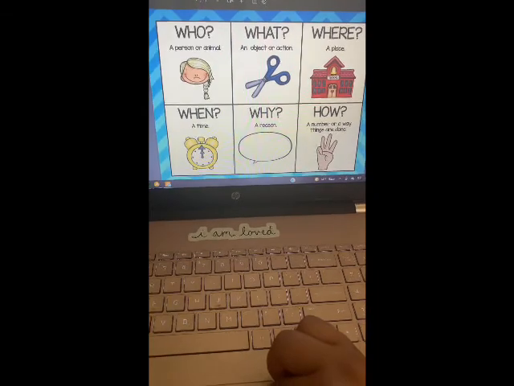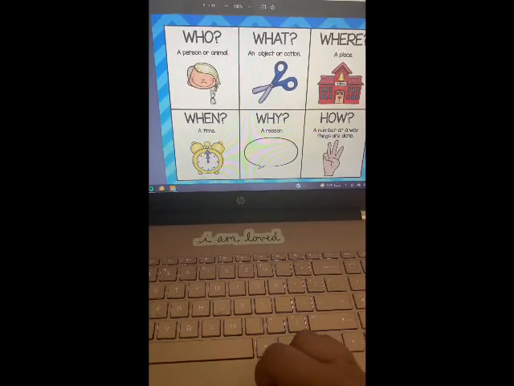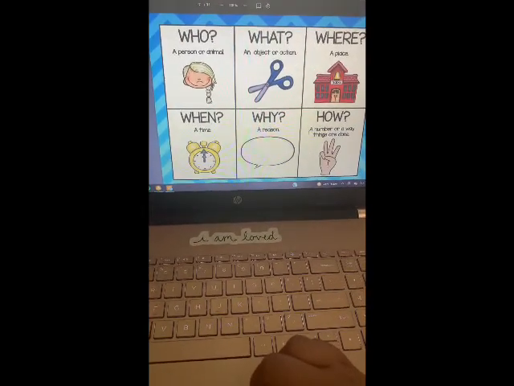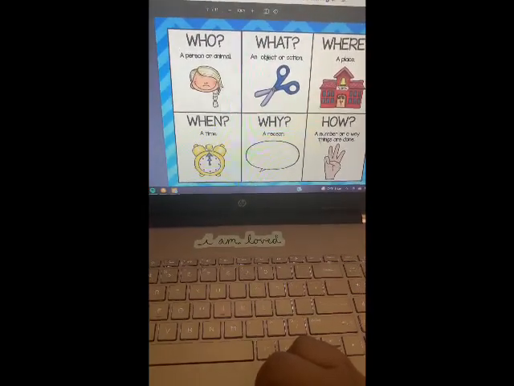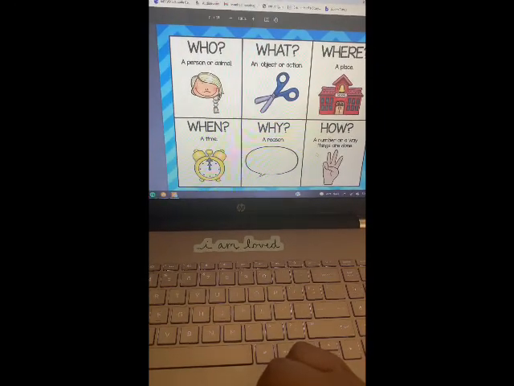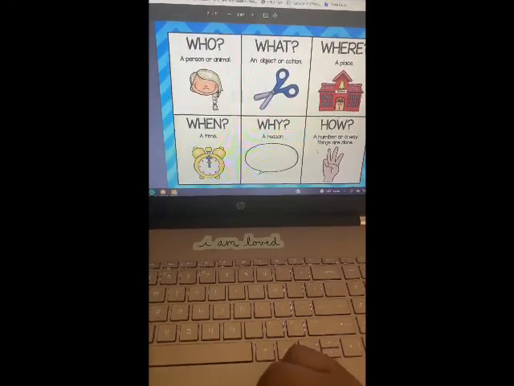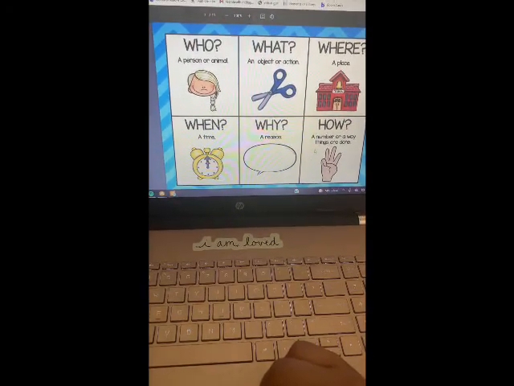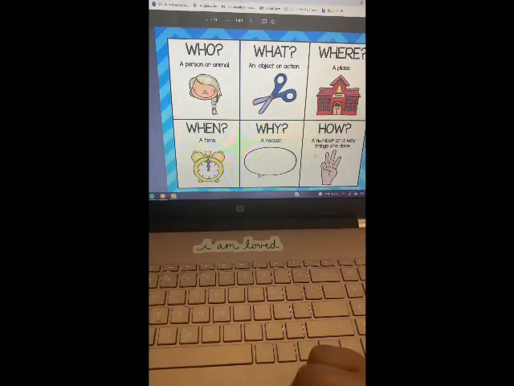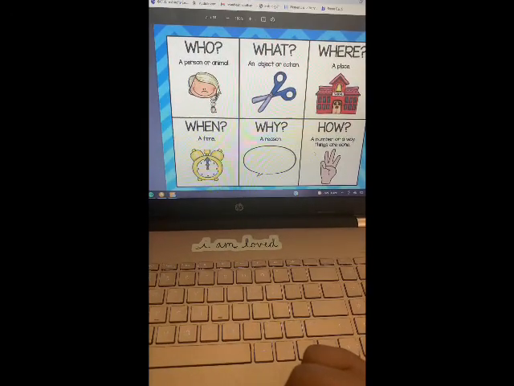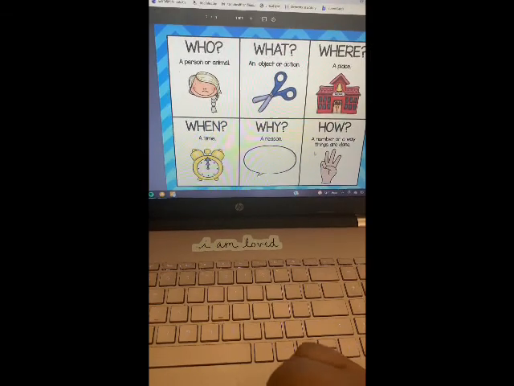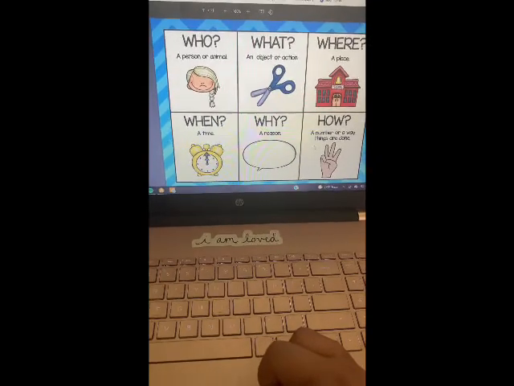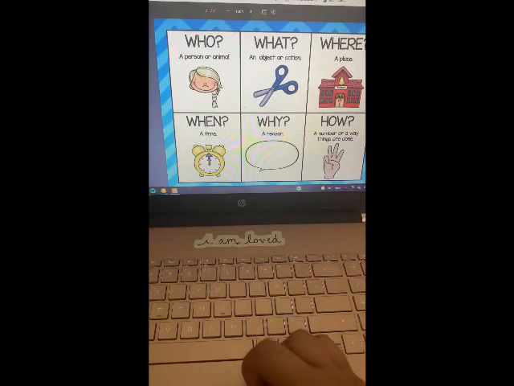And our last one here is how. And so there's two different options for this. Either a number, so like how many dogs do you have? Or it could also be how is something being done? So how are we going to make our lunch today? Are we going to make it in the microwave? Or are we going to make it on the stove? How are we going to do that? And so these are our 6 WH questions.